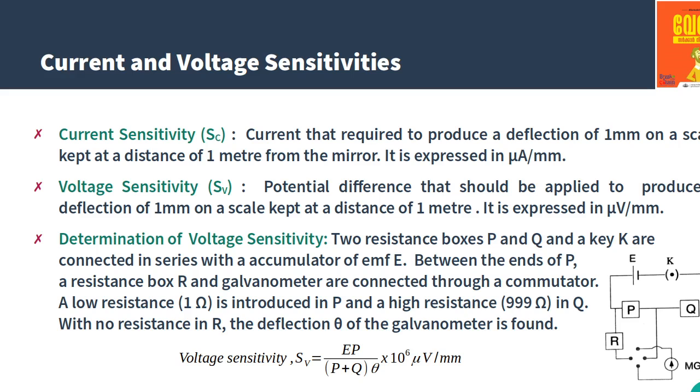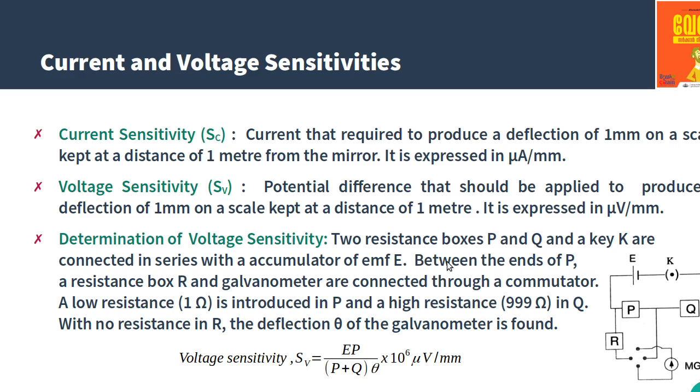So EP divided by P plus Q by theta will give you SV. In order to express it in microvolt, you multiply by 10 raised to 6. Then the micro will cancel, and you will get volt per millimeter. But we usually express it in microvolt, so we multiply by 10 raised to 6. This is the voltage sensitivity, and this is the method to determine it.